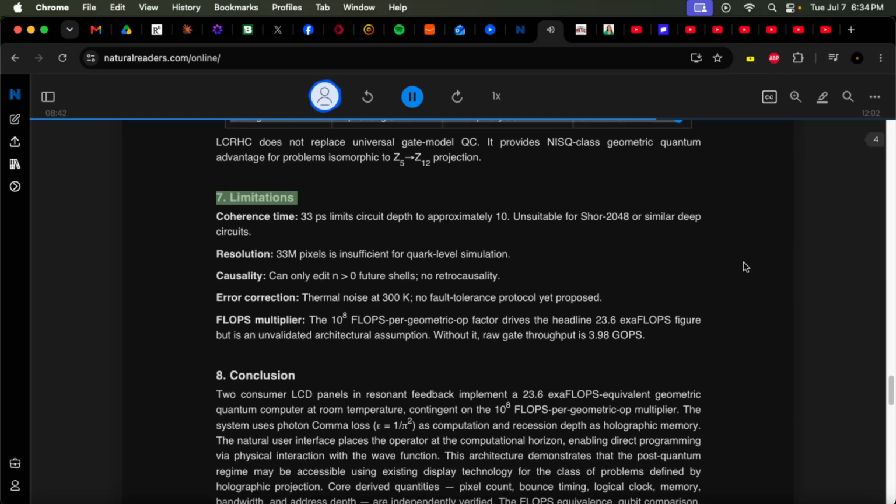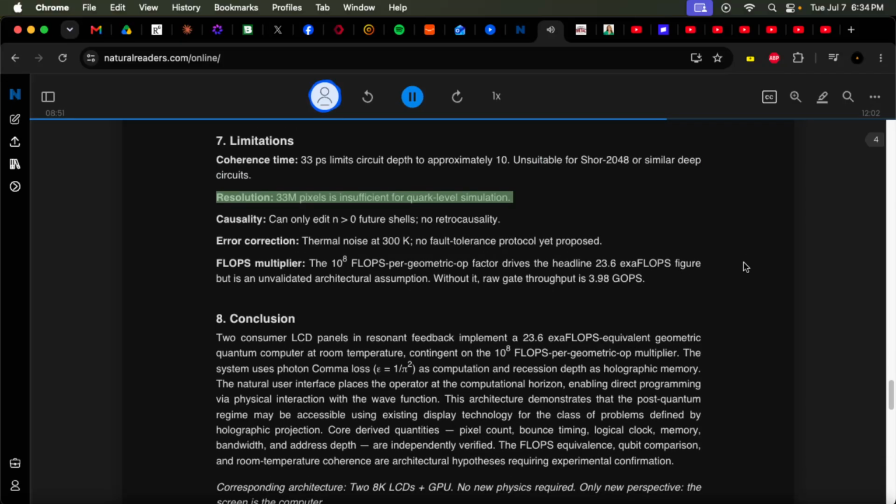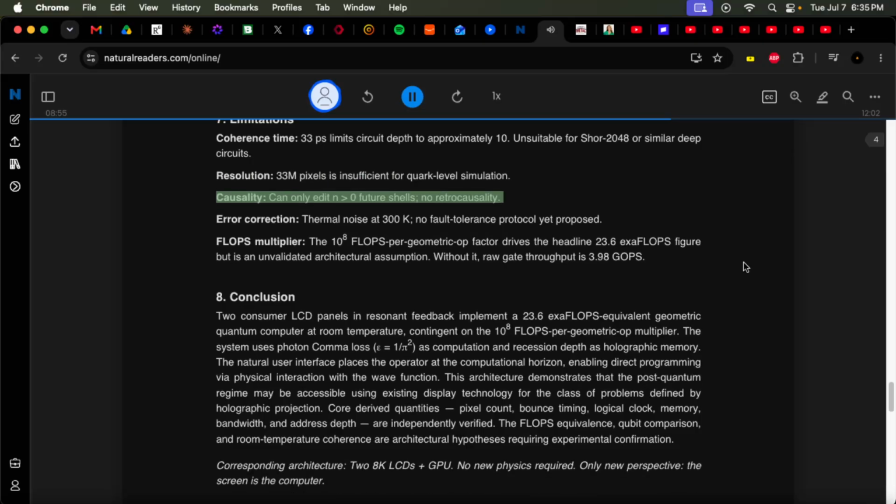7. Limitations. Coherence time, 33 ps limits circuit depth to approximately 10. Unsuitable for Shor 2048 or similar deep circuits. Resolution, 33 M pixels is insufficient for quark-level simulation. Causality, can only edit n greater than 0 future shells, no retrocausality.